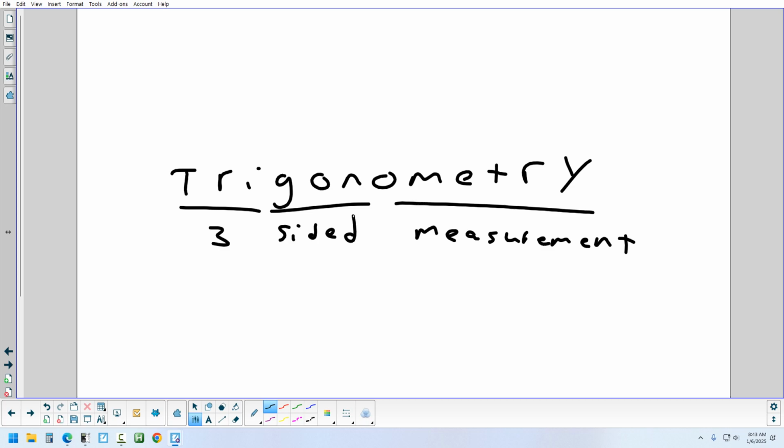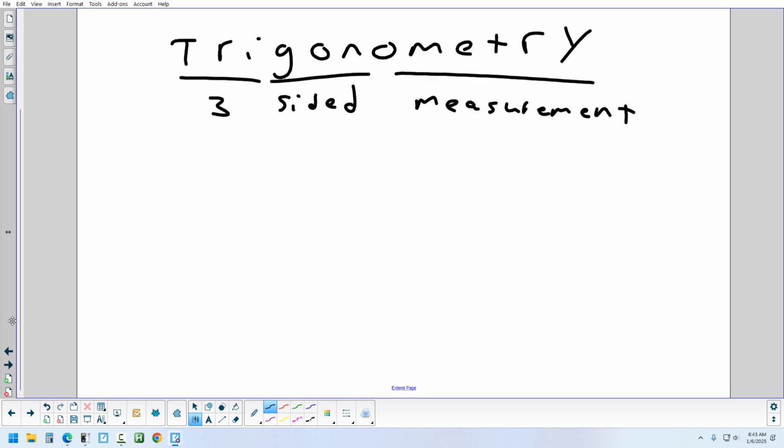All right, so three-sided measurement. So a lot of what we do in trig is going to kind of boil down to measuring the lengths of the sides in a triangle. And not only the sides, but also the angles. All right, so drawing a triangle and measuring something about it. All right, let me show you kind of a quick example. We're not going to solve it today, but something you could use trig to do.